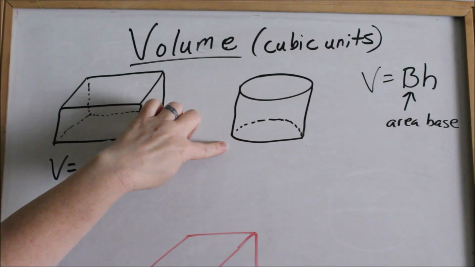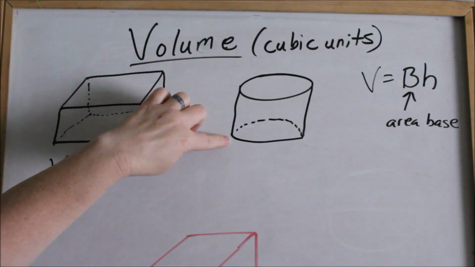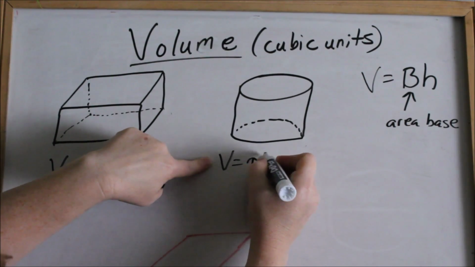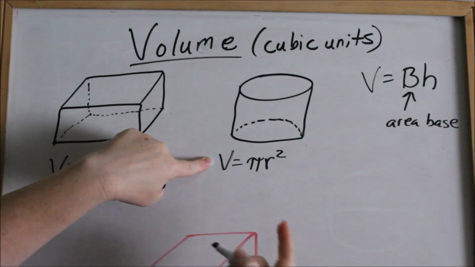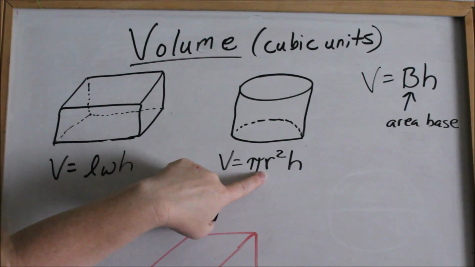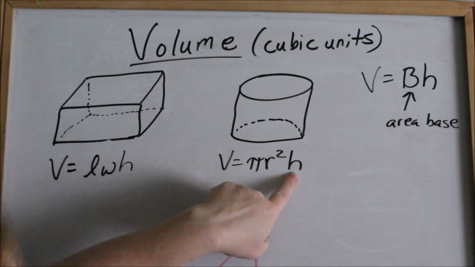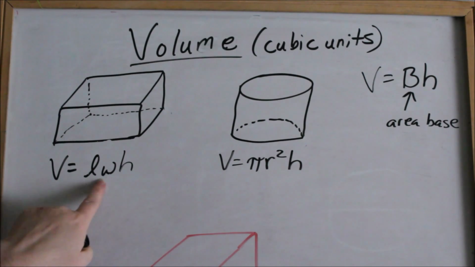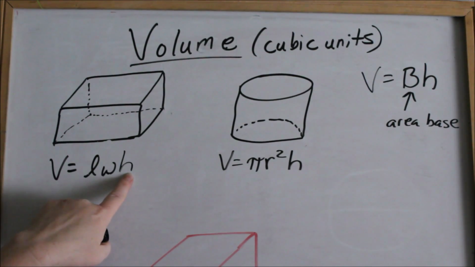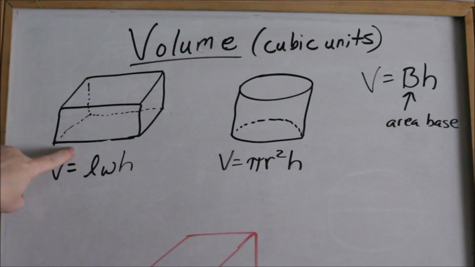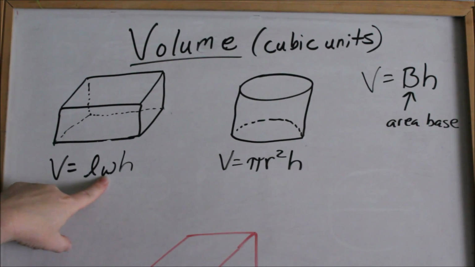For a cylinder, what is the base? What shape is it? It's a circle. So the area of a circle is pi r squared. Now you multiply it by the height of the cylinder. So the volume of a cylinder is pi r squared, which is the area of the base, times your height. Same with the box. Length times width is the area of the base times your height. So these are two formulas you can add to your formula card. This is the volume of a box or a cube, and the volume of a cylinder.